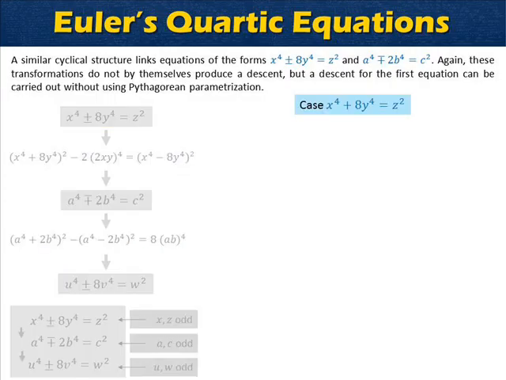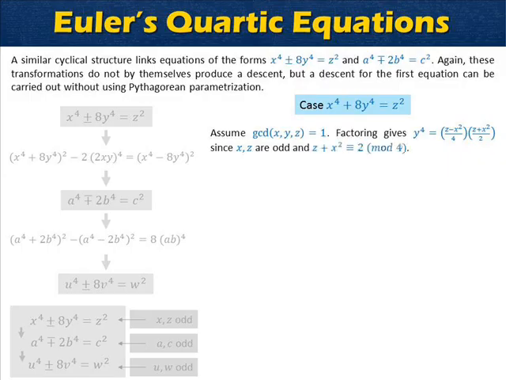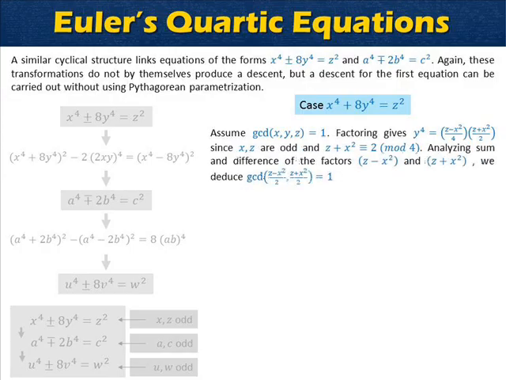Case x raised to the 4th plus 8 times y raised to the 4th equals z squared. Assume x, y, and z are coprime. Factoring y raised to the 4th gives z minus x squared over 4 times z plus x squared over 2, since x and z are odd and z plus x squared is congruent to 2 modulo 4. Analyzing the sum and difference of the factors, we deduce that z minus x squared over 2 and z plus x squared over 2 are coprime.